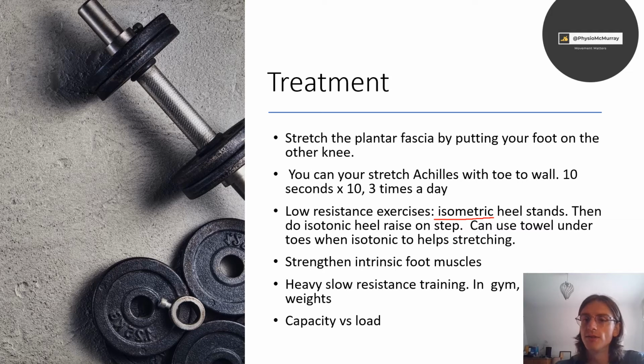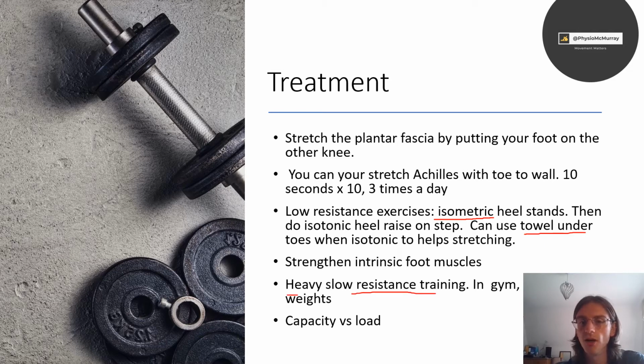Another thing you can add in that adds a little bit of a stretch to the contraction is putting a towel under your toes. So when you're standing there, it has a little bit of a stretch component to it. Once isometric exercises are comfortable and you can do it on one leg and hold it for a good few minutes, then you can start to add heavy slow resistance training.